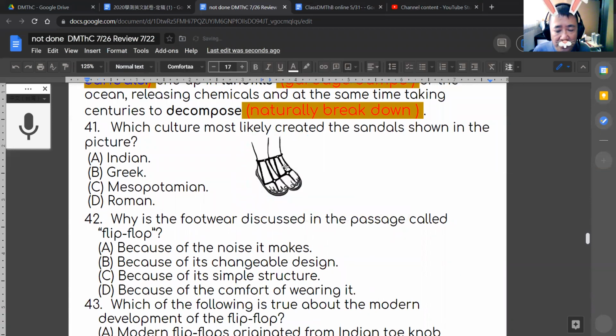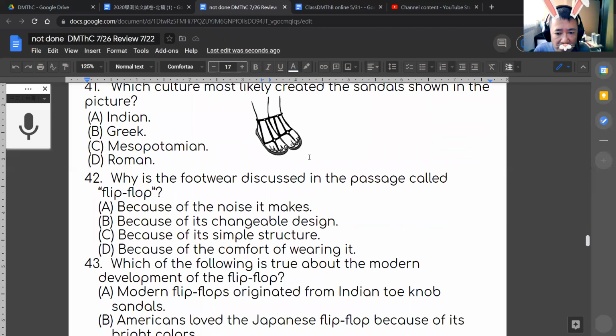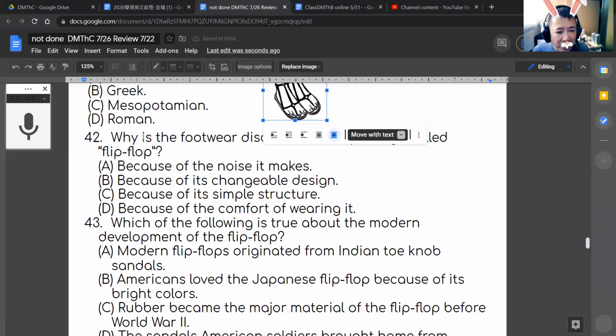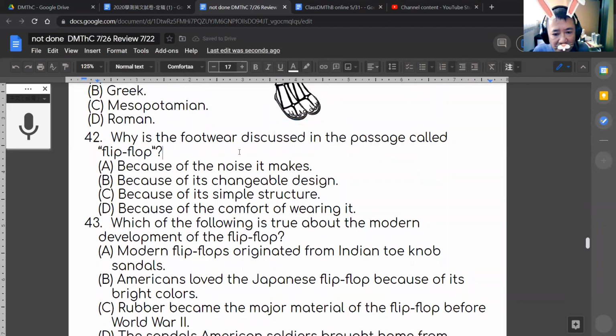I couldn't give you this over the line, but you can do it right now. Which culture most likely created the sandals shown in the picture? So look at the sandals, look at the toes. Which culture do you think these sandals come from? Why is the footwear discussed in the passage called flip-flop? Why is it called flip-flop?